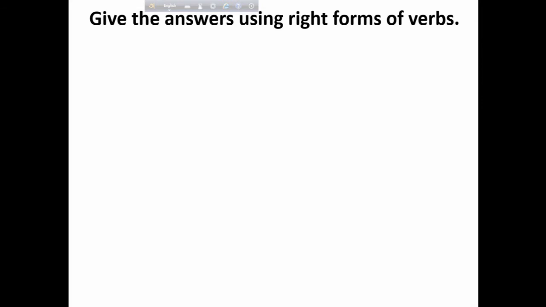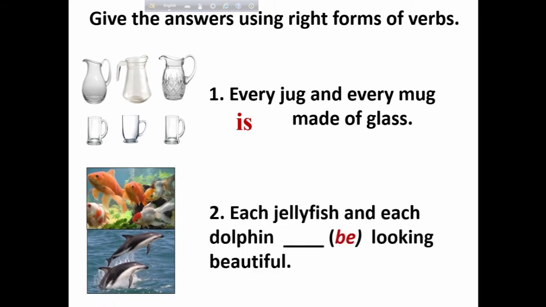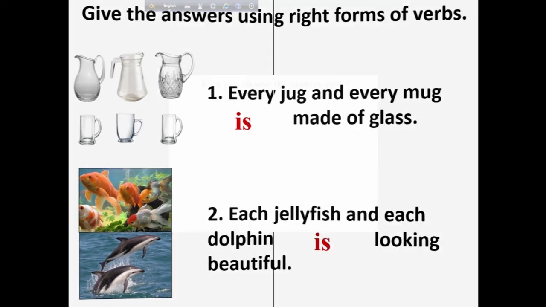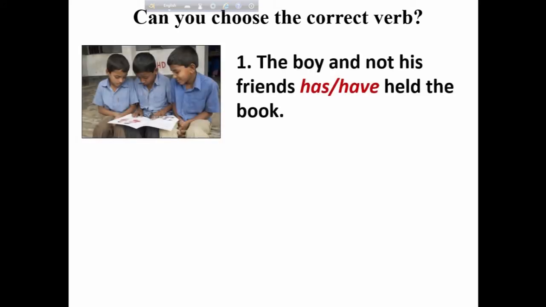Now give the answers using right form verbs. Every jug and every mug. What will be? Is. Each jellyfish and each dolphin. So what will be? Is. The boy and not his friends has held the book. So it will be has.